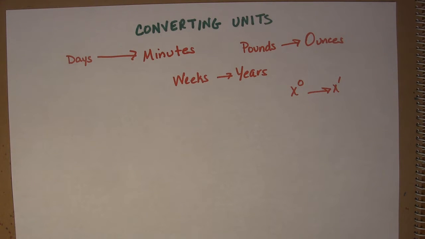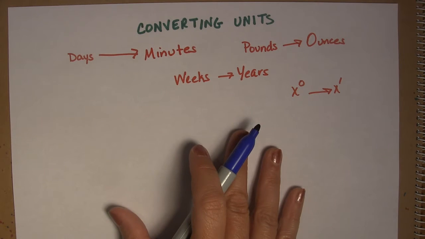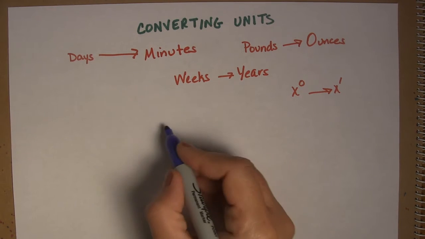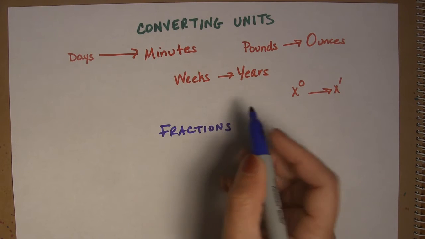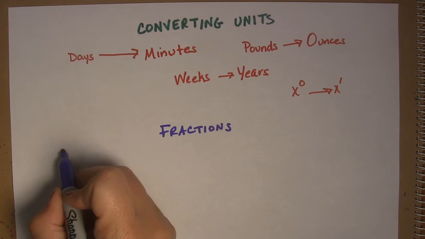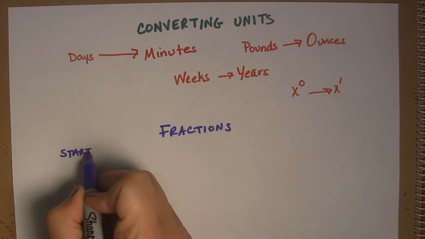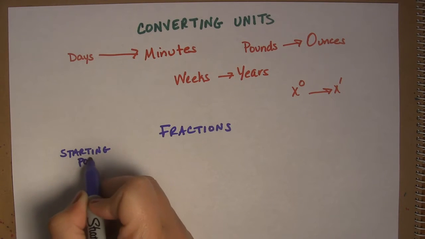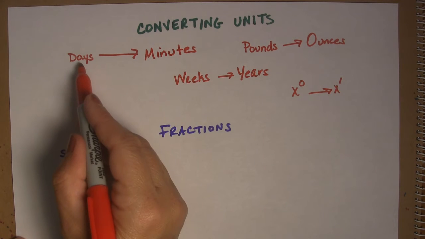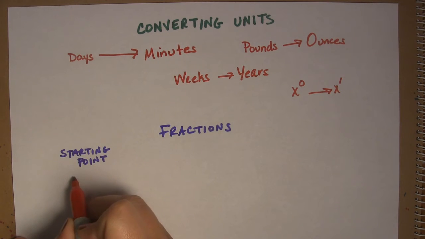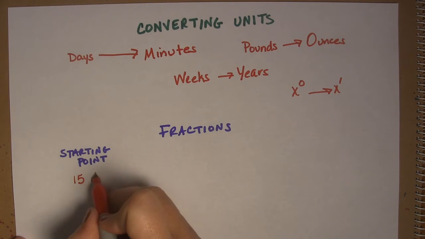And so the way we're going to do the conversion process is we're going to set up a series of fractions. Fractions are your friends. So you're going to start with your starting point, obviously. And your starting point might be, let's do days to minutes. Let's say that we're going to do 15 days.